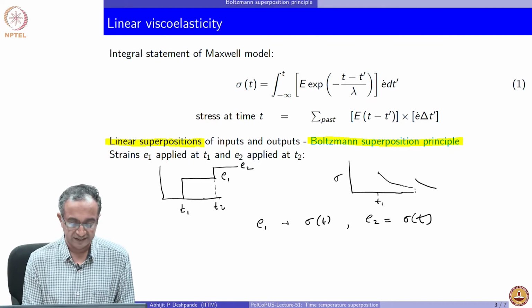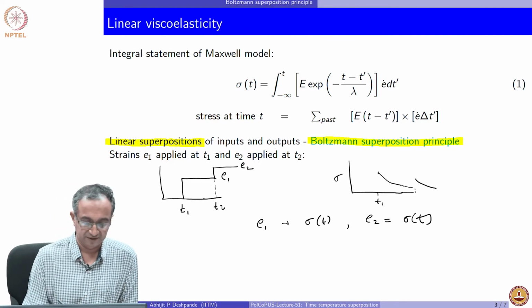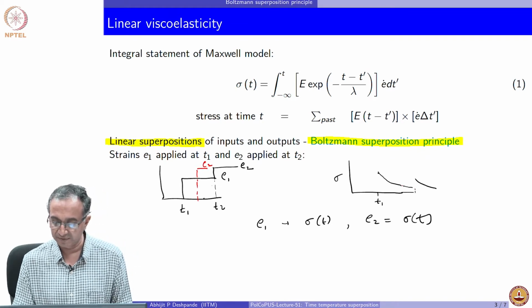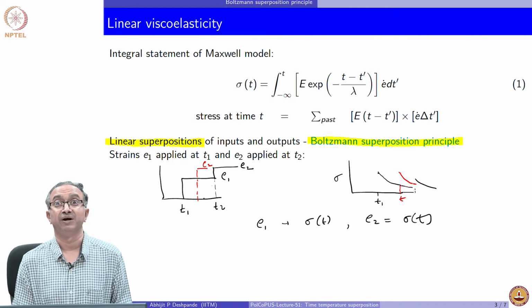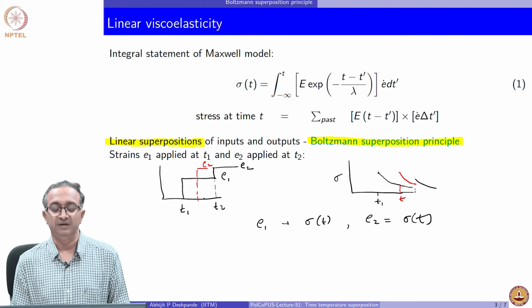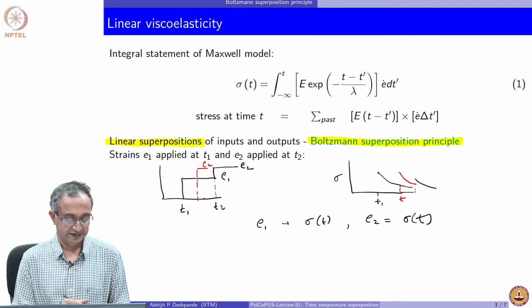What I mean by shifting is, instead of T2 being here, if T2 was here and this is where the E2 was applied, then in this case also we will get T2 to be here, and then suitably there will again be a change in sigma. So, this shifting and superposition of inputs and outputs is possible because of linear viscoelastic systems.